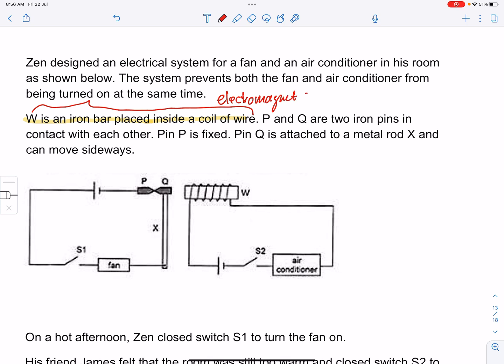Okay, P and Q are two iron pins in contact with each other. Pin P is fixed, pin Q is attached to a metal rod X and can move sideways. So we know this one can move sideways, this way and that way. So from here I roughly know already, this one will probably be attracted to electromagnet W.